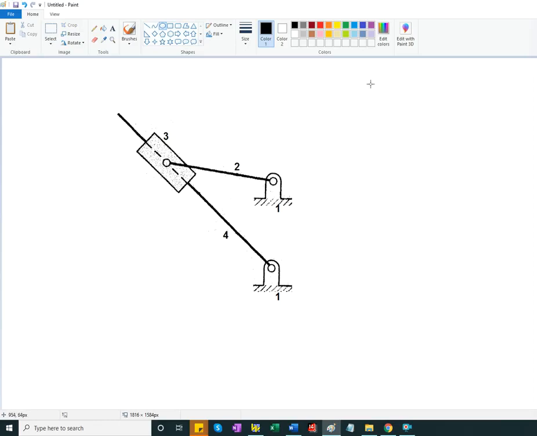finding the 4 instant centers for this mechanism. It's the quick return mechanism, and we said that we need 4 transparent. Let me pause again because it takes some time to draw the circle diagram. All right, so I have the circle diagram.